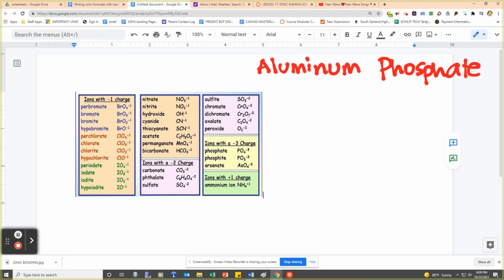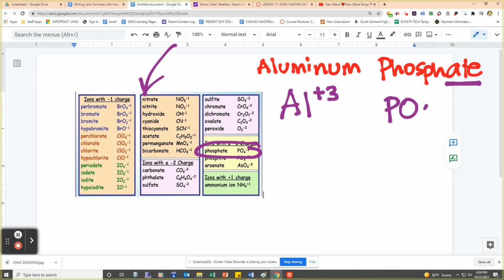Okay, all right. So again, same as always, step 1, find the symbol and the appropriate charges. So again, aluminum is Al and it's plus 3. Okay, all right. Phosphate ends in ATE. So where do I look? In this list. And phosphate is right there. So again, it's PO4 minus 3.